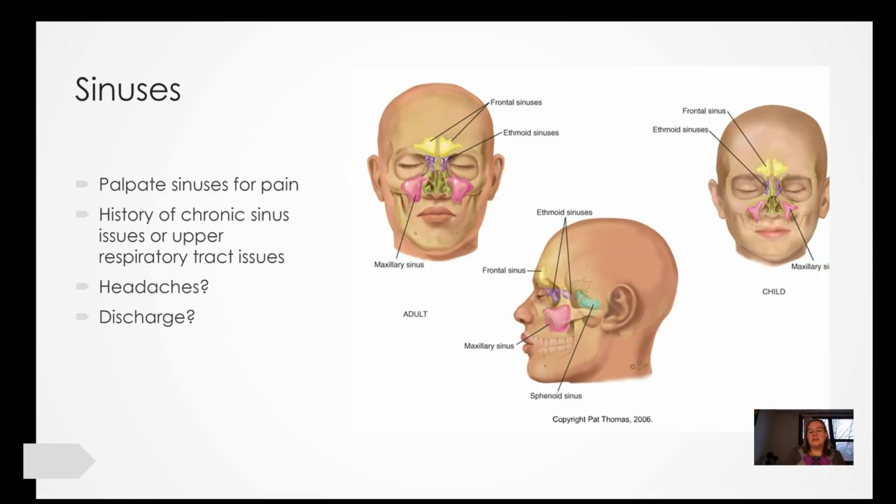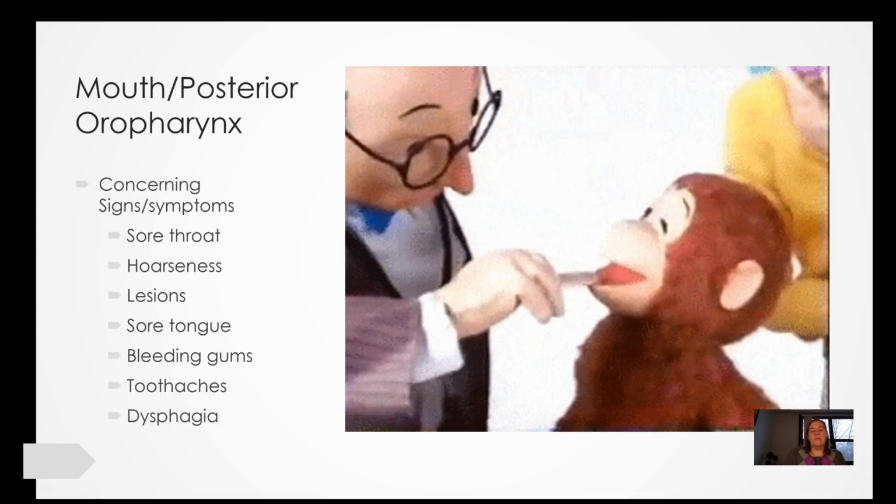All right, so sinuses. Here are where your sinuses all lie, okay? You palpate the sinuses for pain. You just take your thumbs and you push on their forehead, okay? And you do the same thing on the sides of their nose, okay? And this evaluates for a sinus infection, okay? We want to ask if they have any headaches, if they have any nasal discharge, or any upper respiratory infections.